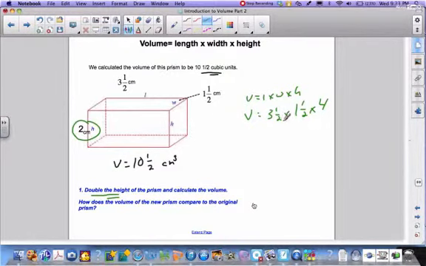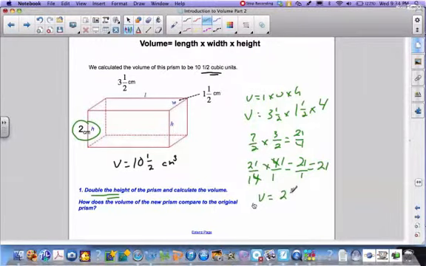Again, you can never multiply mixed numbers. 2 times 3 is 6, so we have 7 halves times 3 halves. 21 fourths. And I'm going to multiply that by 4. I can reduce my numerator and my denominator. I've got 21 over 1. So the volume of my new prism is 21 units cubed. So how does the volume of the new prism compare to the original prism?